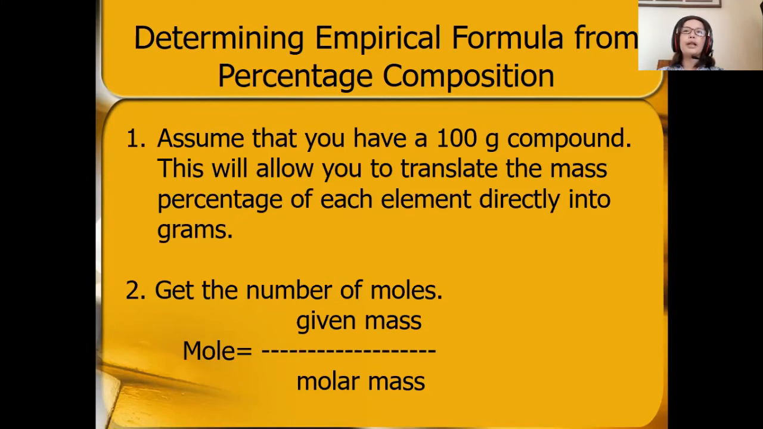And number 2, you get the number of moles. Take note, in getting the moles, you apply the formula given mass divided by the molar mass. Take note of the molar mass. Molar mass of an element is simply the mass in grams of 1 mole of the element. In a compound, it's simply the summation of the atomic masses of the atoms in the compound.